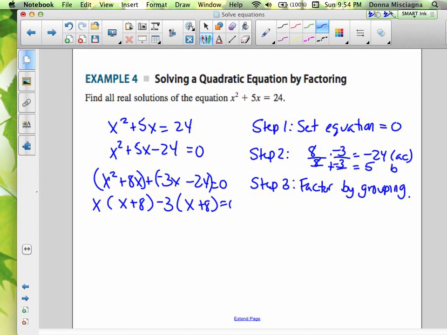You can factor out that repeating x plus 8. That's a common factor. They're both multiplied by x plus 8. And when you do, you are left with x minus 3. And we were asked to solve. So now, step 4, let's use the zero product property.